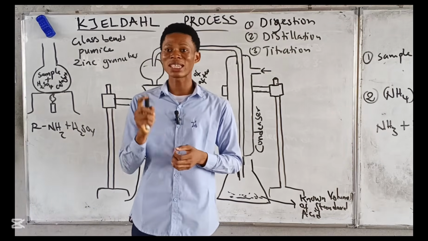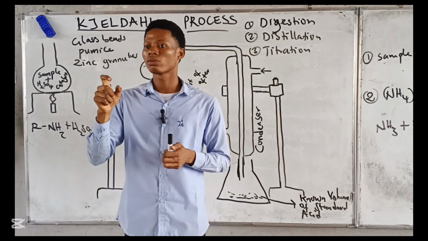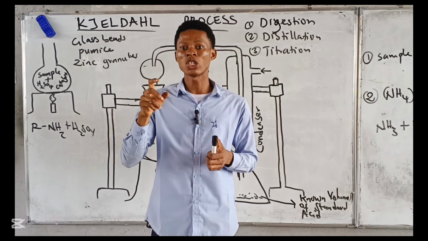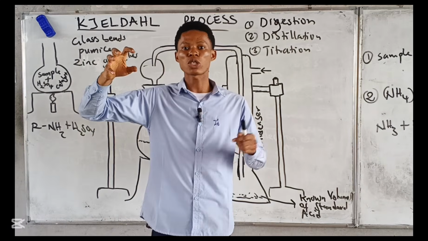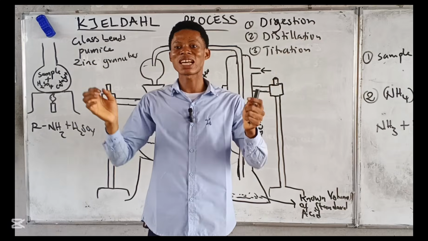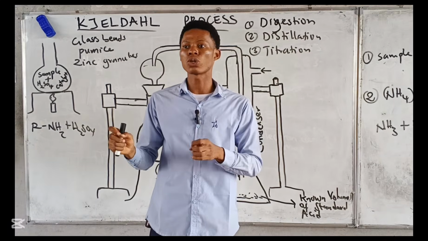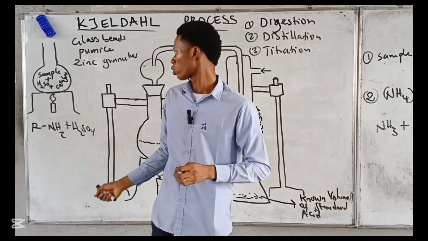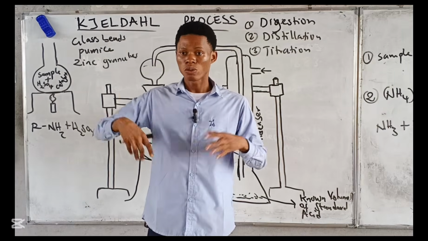So the first step, we said, is digestion. And in digestion, you are heating the sample with what? Concentrated sulfuric acid, right? You add copper sulfate plus what? Potassium sulfate, and they serve as what? Catalyst. Then after the addition of those two things, we add our boiling stones, right? To prevent bumping, we heat.